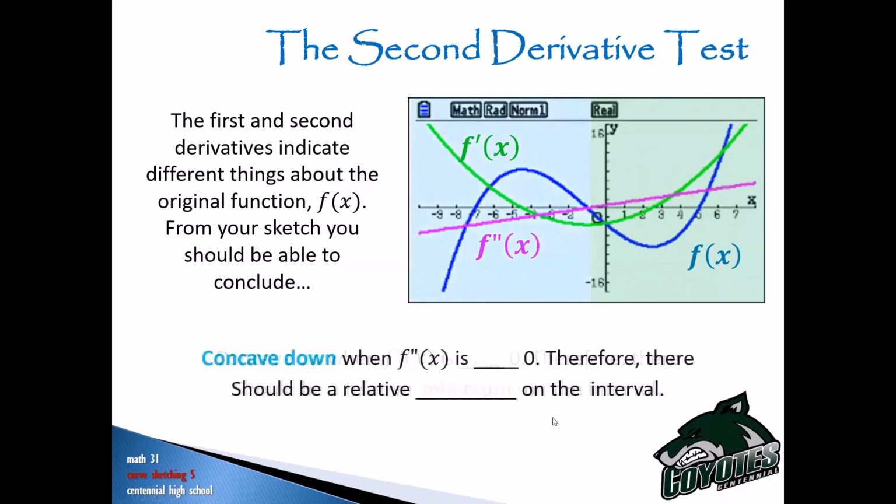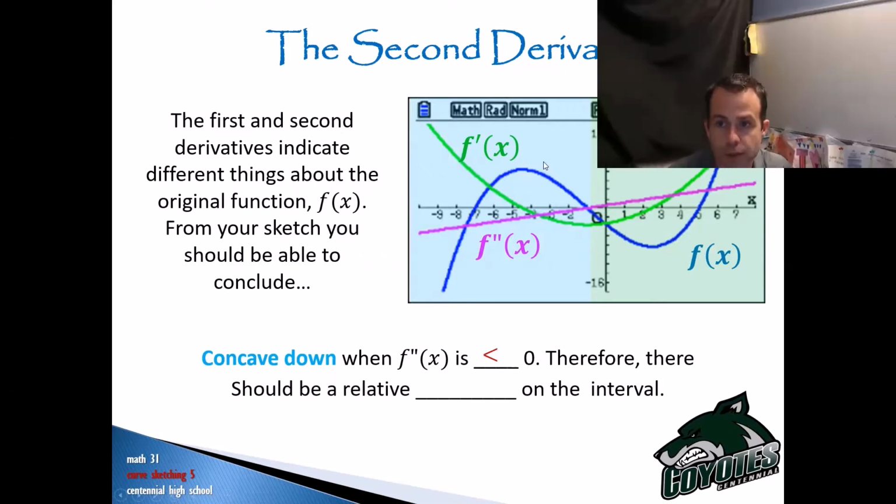Likewise, I'll be concaving down when the second derivative is less than 0. On this blue section that I just shaded in, you'll notice that the pink line is always below the x-axis. It's always negative. And that means when the second derivative is negative on that interval, we should see a maximum point. And we do right there.